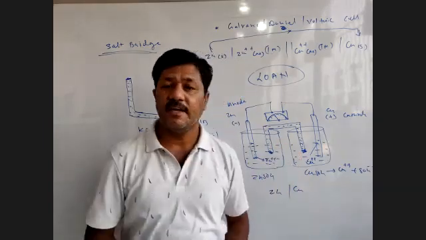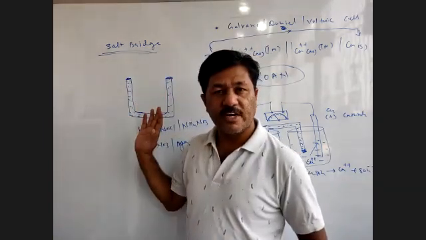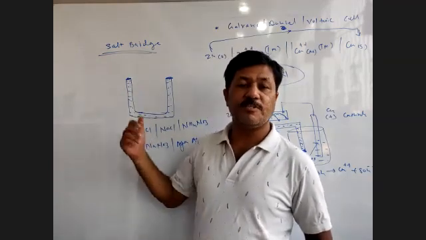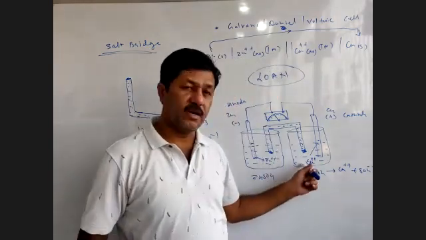So salt bridge क्या है? It is a U-shaped glass tube filled with a suitable electrolyte solution. Cotton is plugged at both the ends. The choice of electrolyte solution depends upon the substances we have taken here.